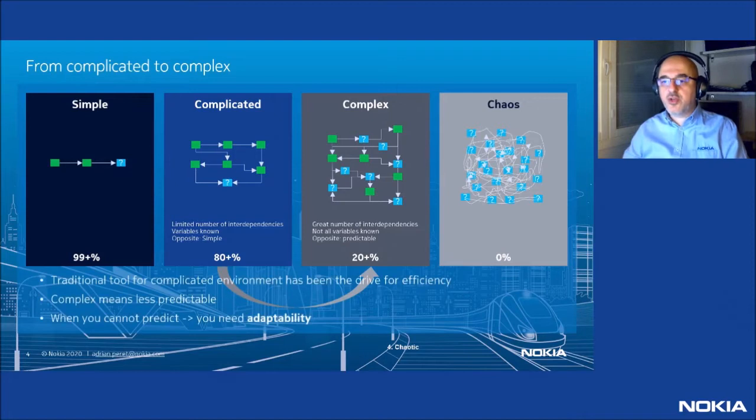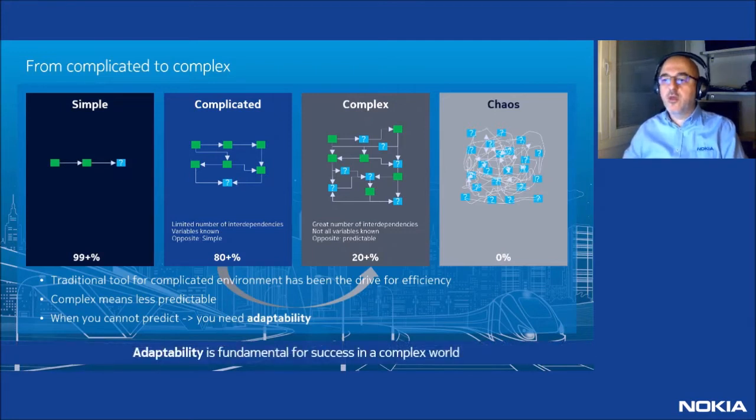So the traditional tool for a complicated environment has been the drive for efficiency. Meanwhile, complex means less predictable. When you cannot predict, you need adaptability. So you remember the car ride from your home to office. The way we all manage every day to reach our office in a complex, continuously changing traffic with very many variables in it is by adapting as we go. Adaptability is fundamental for success in a complex world.